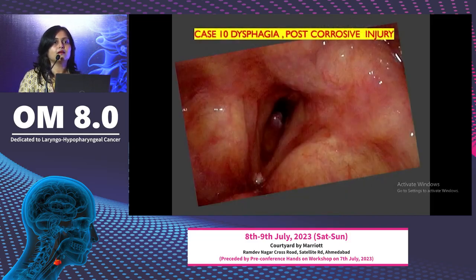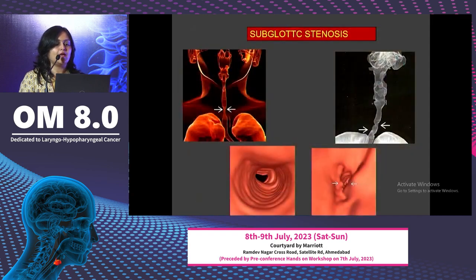Apart from the malignant and neoplastic lesions, there are other pathologies that affect the larynx also. This patient came with dysphagia, post-corrosive injury. I've taken this image from one of my friends, Dr. Shikha. Here we can see the virtual coronal and the CT endoscopic images. There is a significant stenosis at the level of the subglottis.